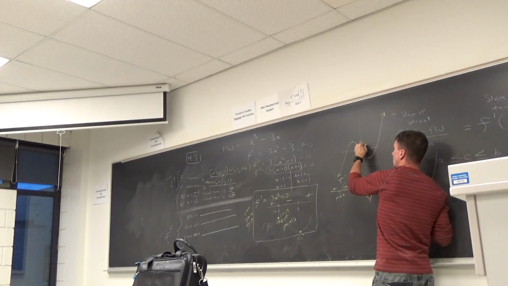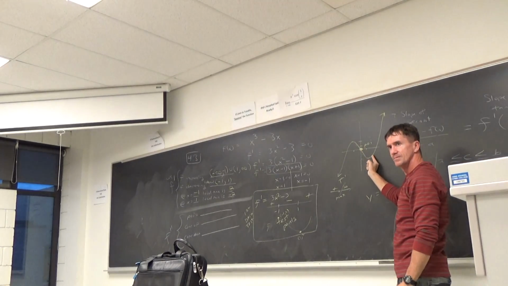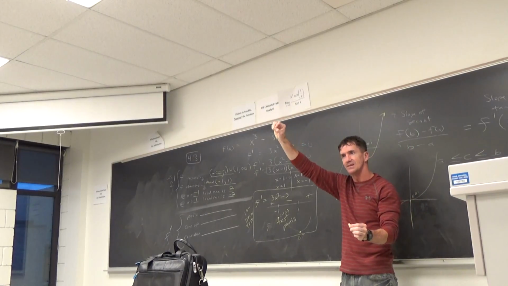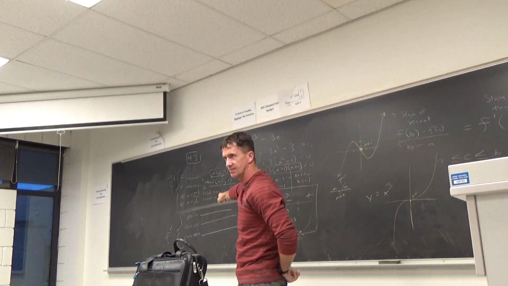Y'all agree that's where it changed from concave down to concave up? Halfway between this max and min location, right? I think we're going to be right, but what's the absolute test? Second derivative stuff.